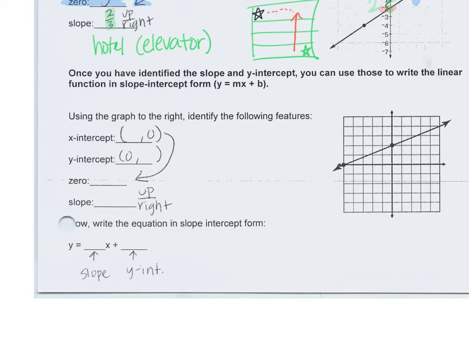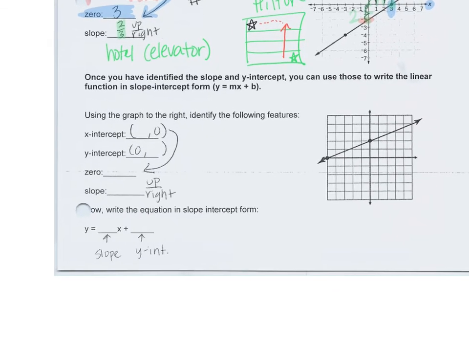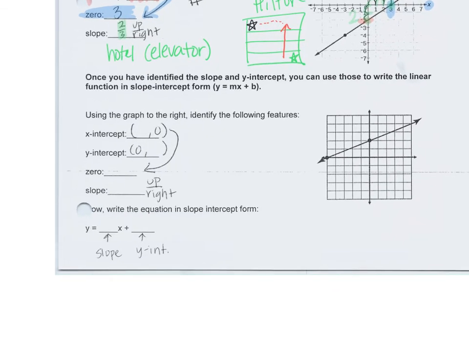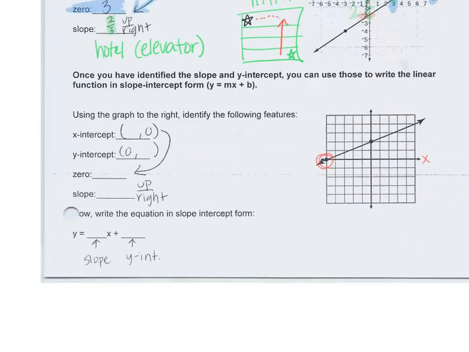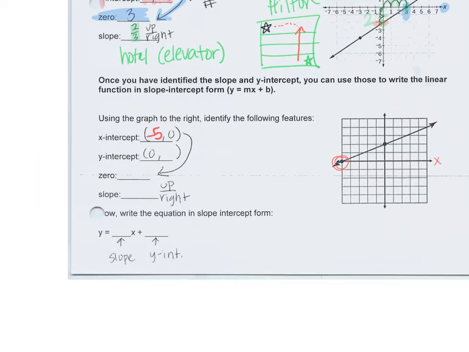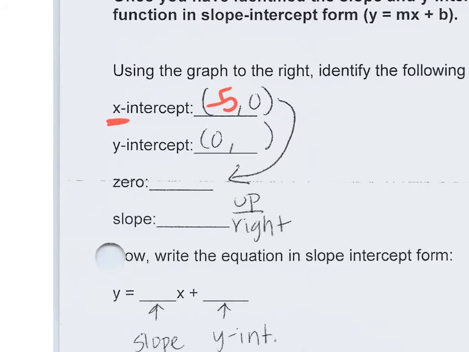Now, once we've identified our slope and our y-intercept, we can use those to write the linear function for that line. So we're going to identify some key features and write this equation. So my x-intercept is where it crosses the x-axis. It crosses the x-axis over here at -5. So remember, we write it as a point, (-5, 0). If I'm looking for the x-intercept, it goes in that x spot. The other letter is always 0. And then to write my zero, I take that x value and rewrite.